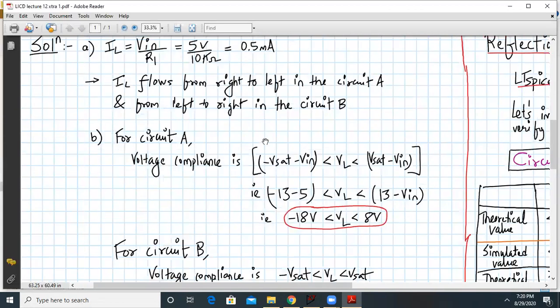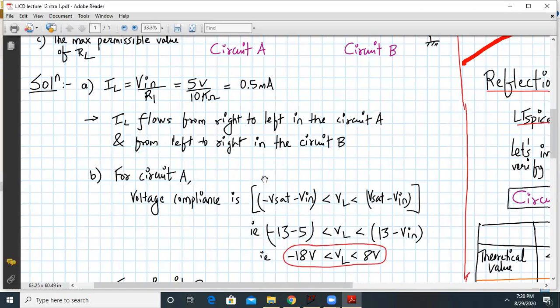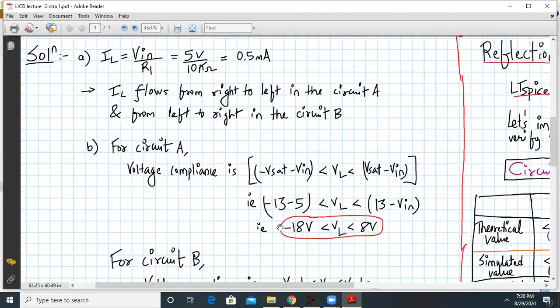For circuit number A, we have already seen that the voltage compliance is given by VL is less than VSAT minus V in and greater than minus VSAT minus V in. VSAT is around minus 13 and plus VSAT is 13. So we substitute the values over here and we get VL between 8 volts and minus 18 volts. Basically, one point of confusion will be why I've written minus VSAT. Basically, we have to write the magnitude of the minus VSAT over here, so that is 13. So that minus minus won't become plus again. So please keep a reminder of that.